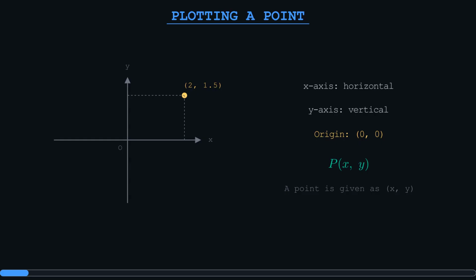Every graph uses two perpendicular axes. The x-axis runs horizontally, and the y-axis runs vertically. They meet at the origin, (0, 0). Any point on the graph is written as (x, y), where x tells you how far across and y tells you how far up.